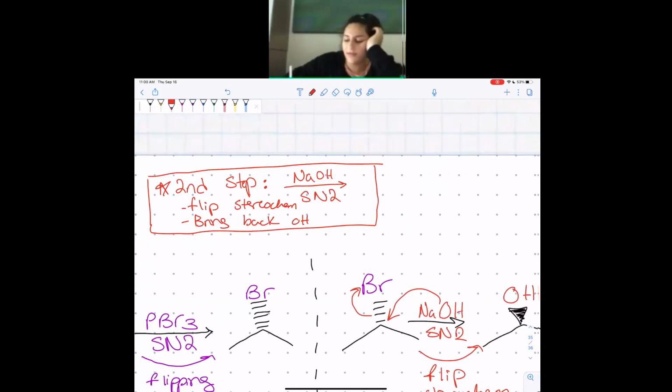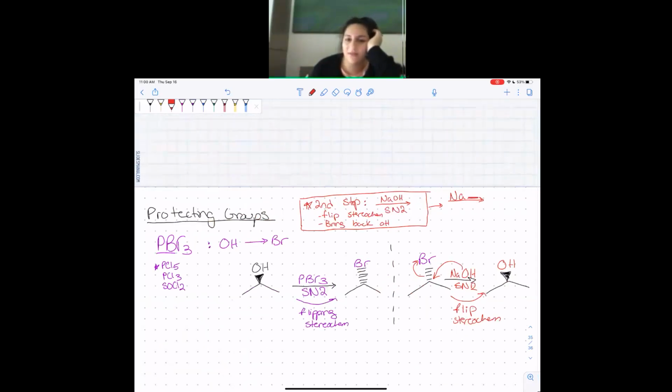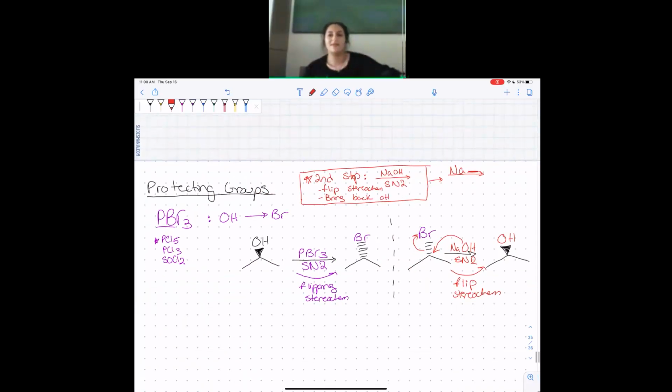Coming off of that, you could replace this group with anything, and whatever you replace that group with, that's what will be added instead of your leaving group. So let me zoom out. I know that was kind of a weird, wordy sentence, so let me know if you have any questions at this point.